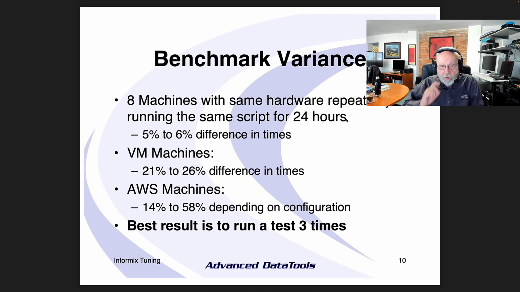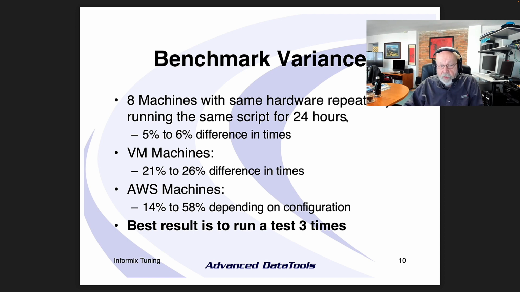Now, a word on variance and why it's important to run a particular test over and over again. I had 8 machines, exact same hardware, running the same benchmark script for 24 hours. There is a 5 to 6% difference in times over that 24-hour period and 8 machines. You'll get some variance, particularly when you get down to the minutes and 1 or 2 minutes of time.